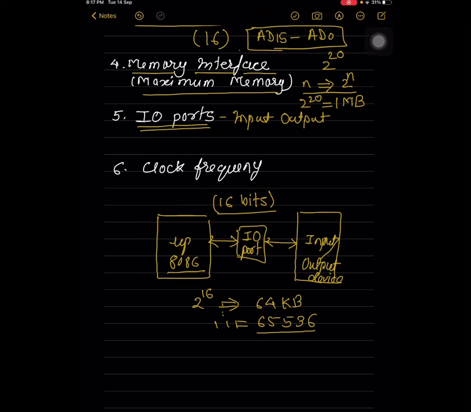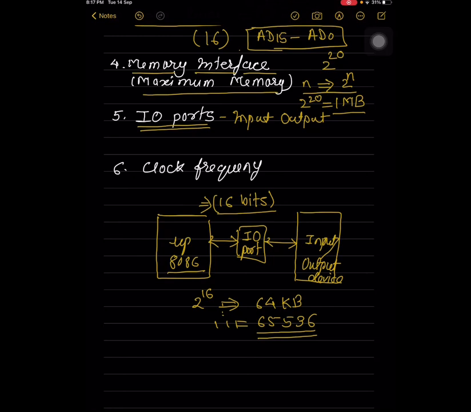So if we talk about memory, the maximum memory that can be connected is 1 MB, and the maximum input output devices that can be connected are 65,536. This follows from the fact that the memory address generated by 8086 is of 20 bits and the IO port address generated by 8086 is of 16 bits.